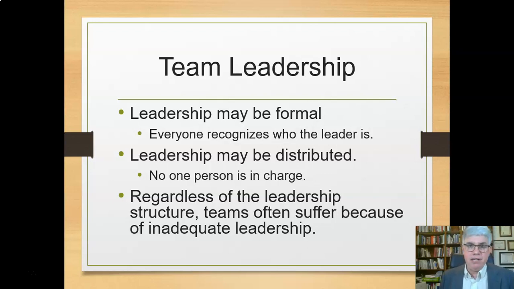In distributed leadership, no one person is in charge. Maybe nobody's in charge of anything. Maybe certain people are in charge of different aspects of things. But regardless of the leadership structure, teams often suffer because of inadequate leadership. Whether it be formal or distributed, there still might be underperformance in teams because the leadership isn't doing what it should be.